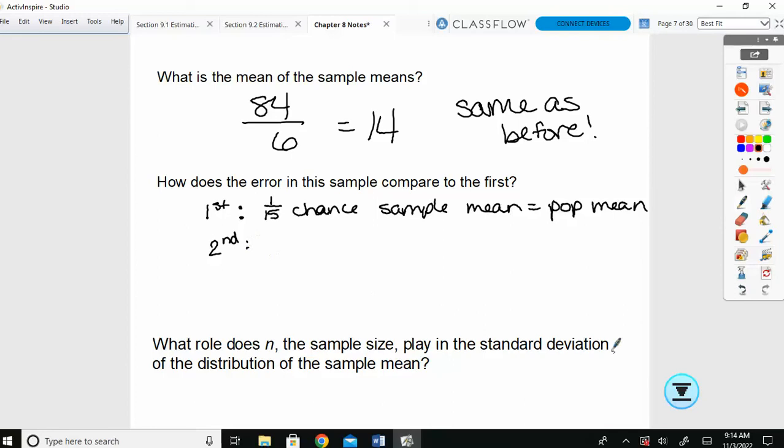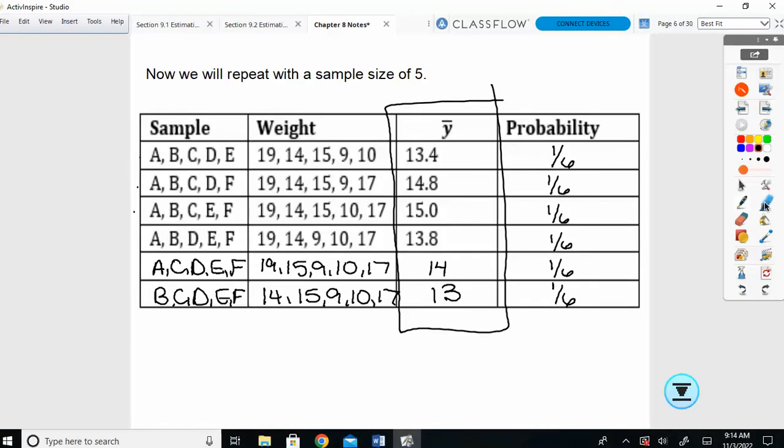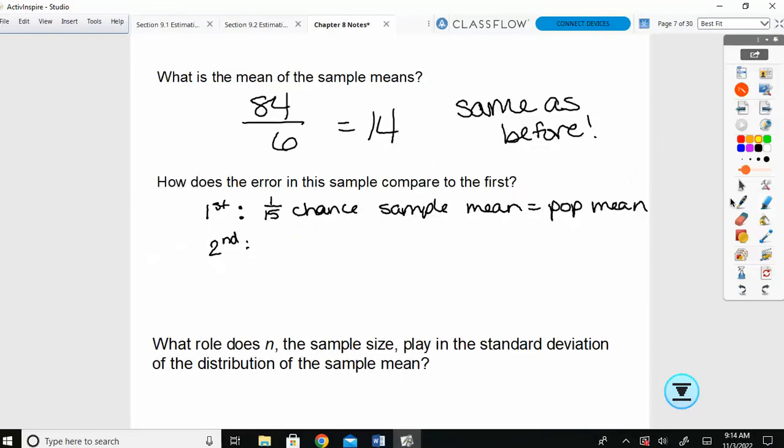In my second one, what's the chance that my sample mean is the same as my population mean? Right. The population mean is 14. If I look, the probability of getting 14 is 1 in 6. So what happened to the odds that you get it right? Did it go up or down? Up. I added more pumpkins into my sample and I had a higher probability of getting the actual mean.